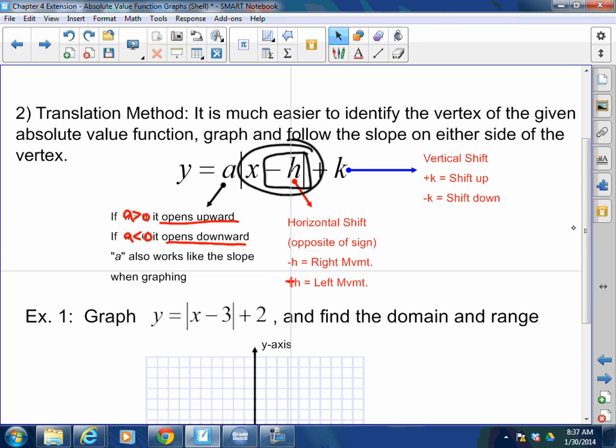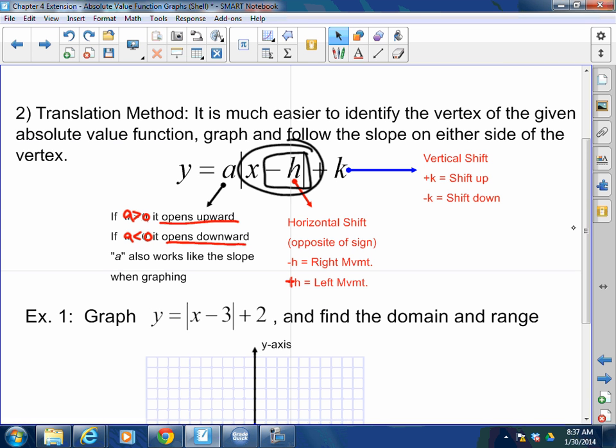Okay? So again, A, if it's positive, points upward. You have a minimum. A, if it's negative, the graph points downward. You have a maximum. A also works as the slope. It's the rise over run, but you got to take it to the right side and to the left side.